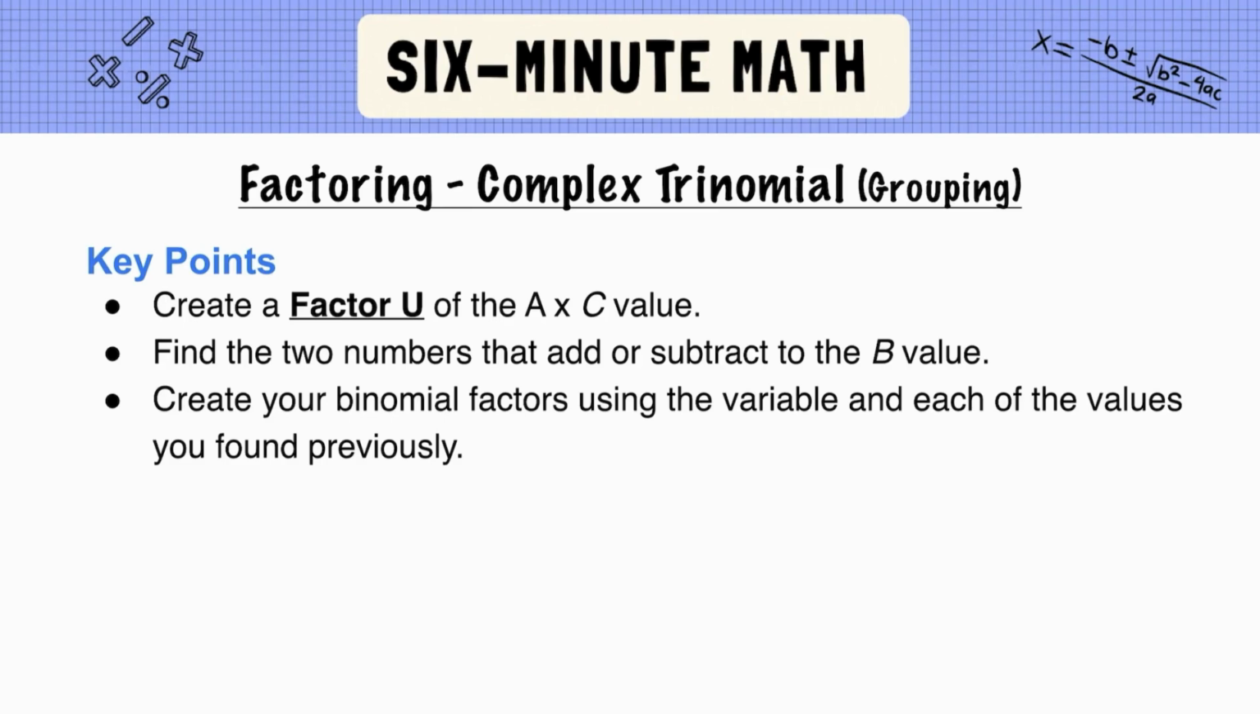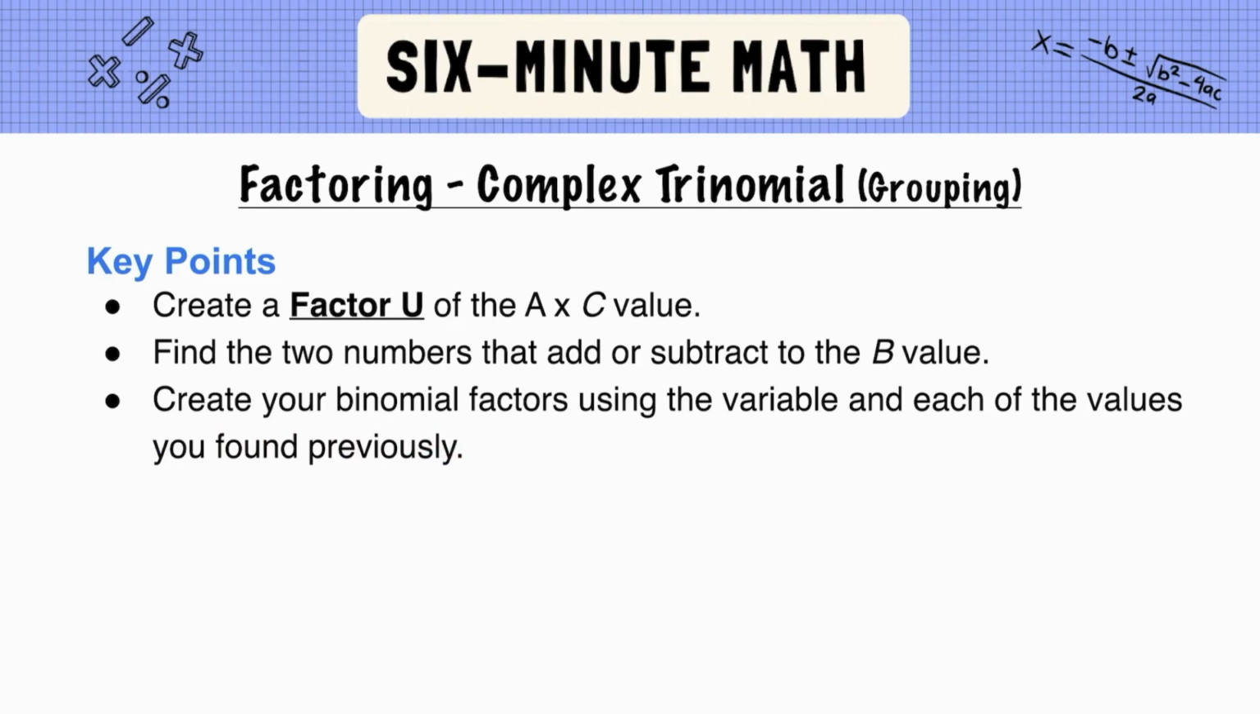Our key points when we are factoring complex trinomials is that we are first going to create a factor u of that a times c value. If you are unfamiliar with a factor u, be sure to check out our video called What is a Factor to help you along with that process. Once we create that factor u, we're going to find two numbers that add or subtract to that middle b value. At that point, we have a little bit of work to do, but then we will create our binomial factors using our variable and each of the values that we have found previously.